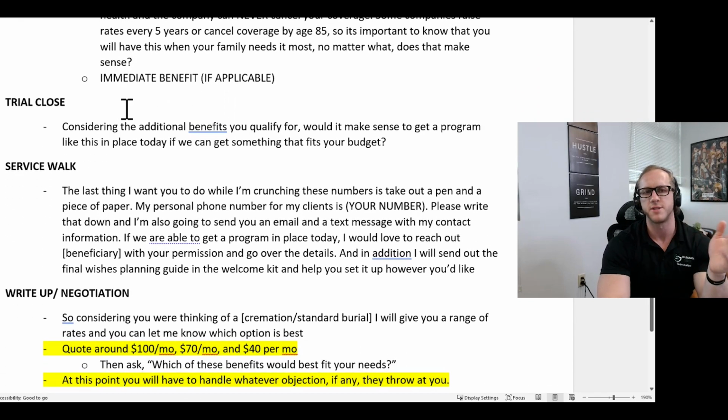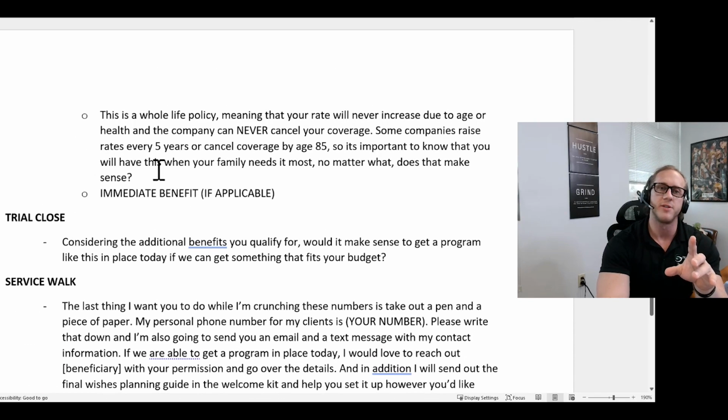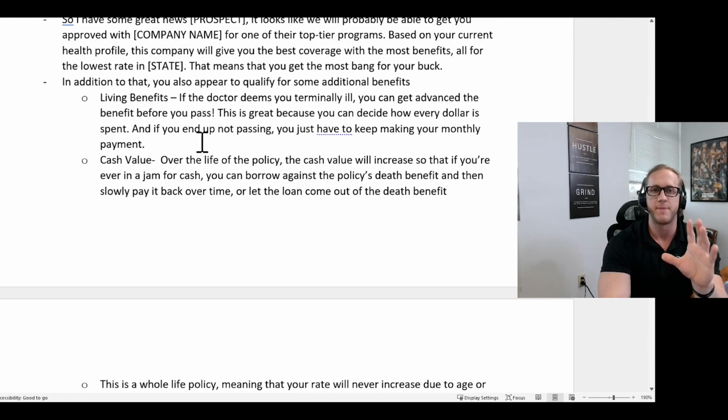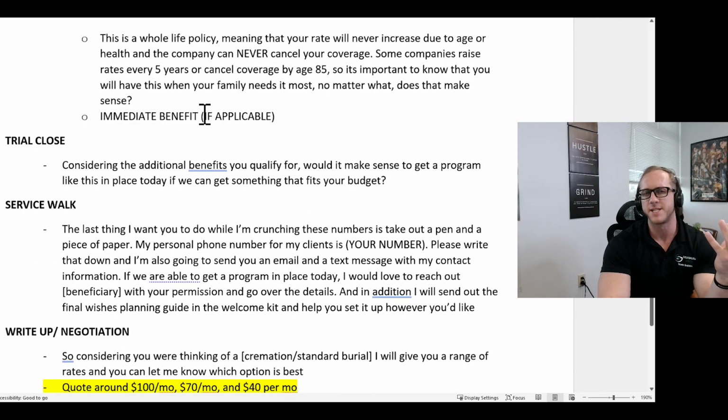And then I get into a trial close. I say, look, Betty, now, and I get really enthusiastic when I'm presenting these, pumped up and excited about them. Because if I'm not pumped up and excited about them, how can I expect the client to be? Okay, so next part here, trial close.